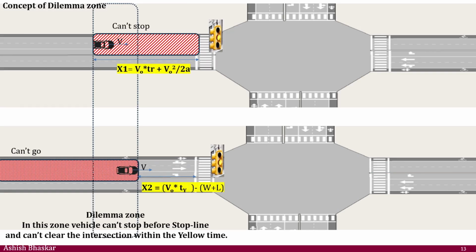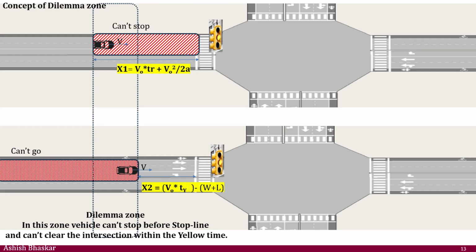Now if you look at this together, if there is an overlap happening in these two regions, here you can't stop without having a very harsh deceleration. Here you can't go. So if any such region exists, you are in the dilemma. You don't want to have that. You want these to be totally separate. That's what we call a dilemma zone. So you do not want to have a dilemma zone there.